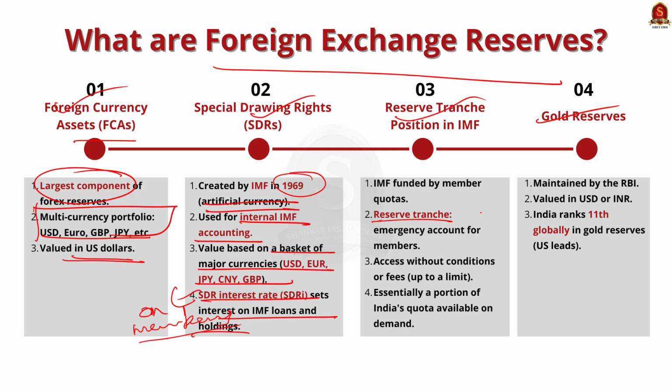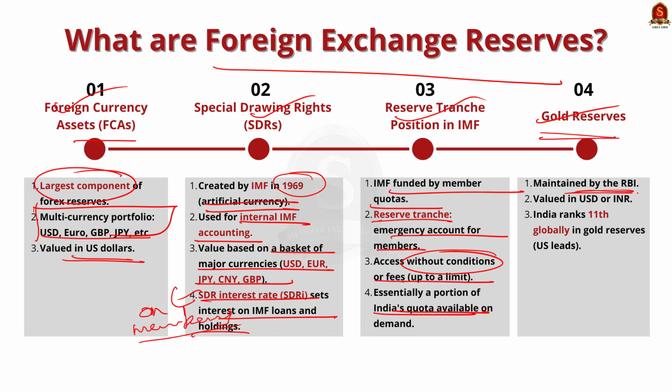IMF is funded through its members and their quota contribution. The reserve tranche is basically an emergency account that an IMF member can access at any time without agreeing to a condition or paying a service fee. In other words, it is a portion of a member country's quota that can be withdrawn free of charge at its own discretion. The fourth component of a forex reserve is gold reserves.